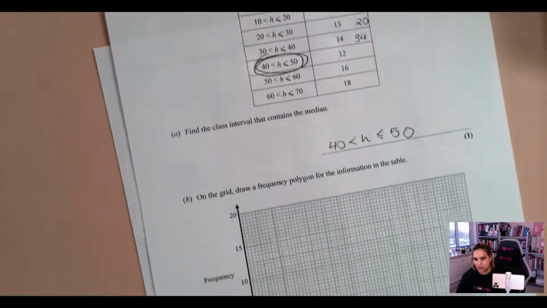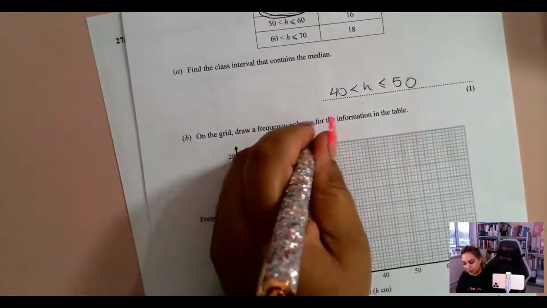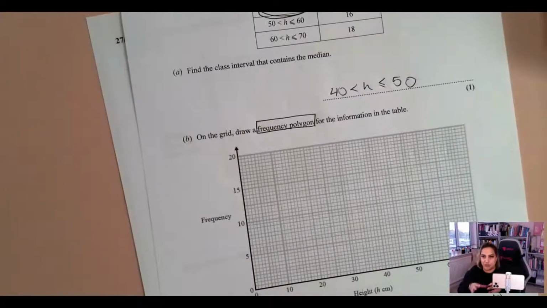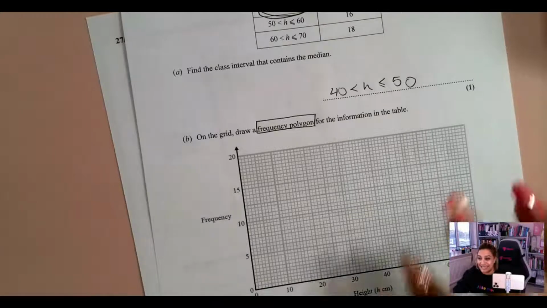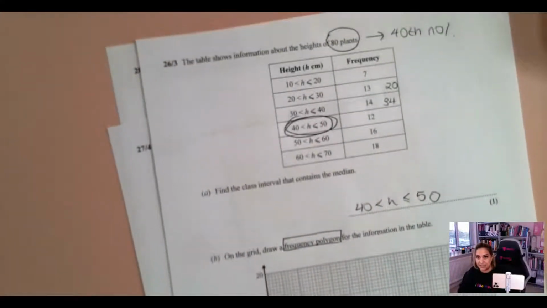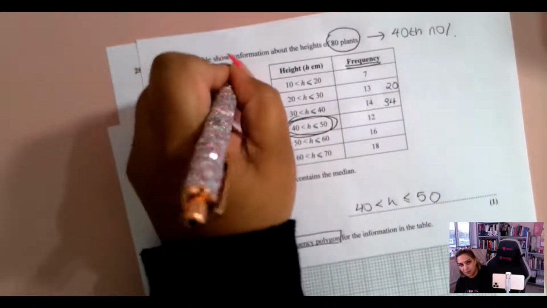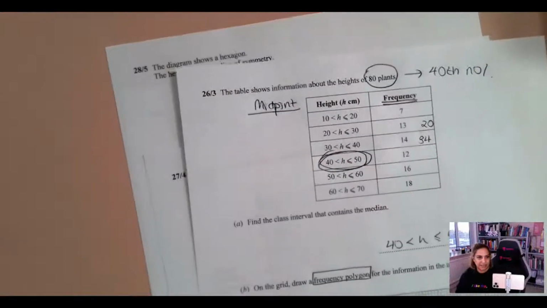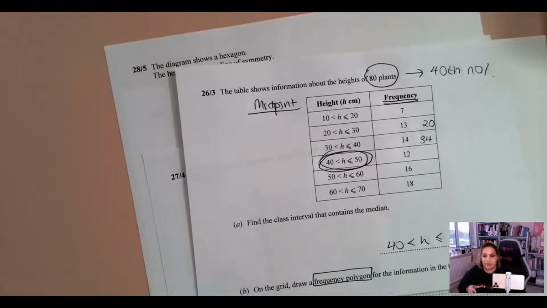And now we've got to draw a frequency polygon. Don't confuse this with a cumulative frequency graph. This is the easy one. So for a frequency polygon, we take our frequency and we take our midpoint. So we take the number exactly in the middle. Now the midpoint of these is really easy.